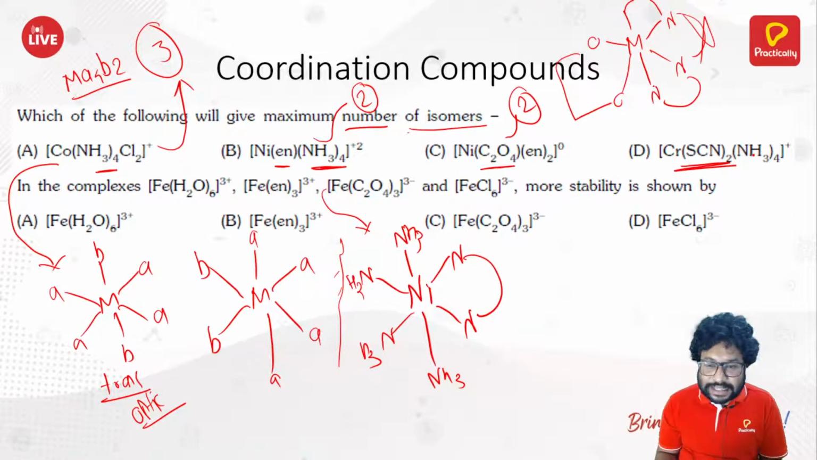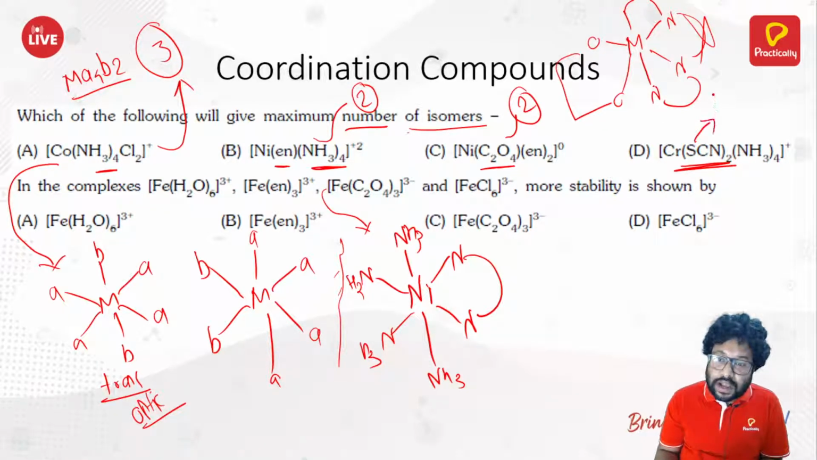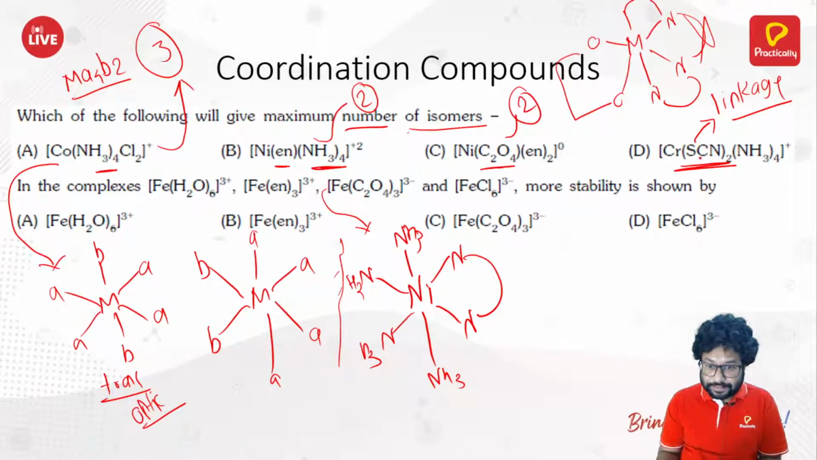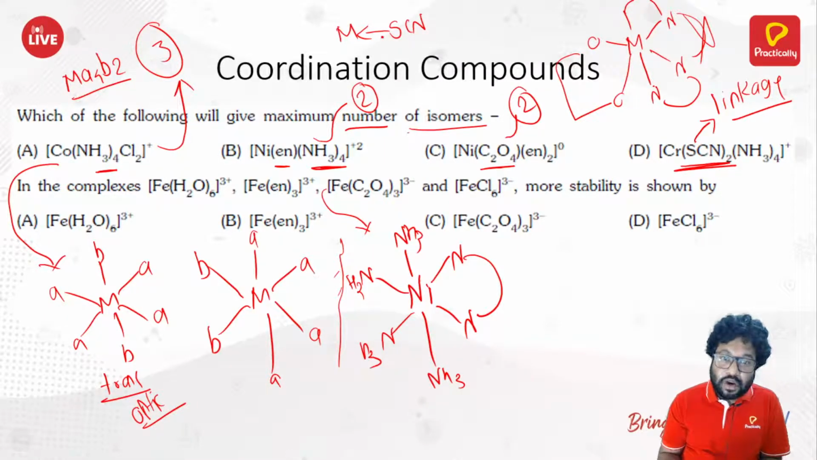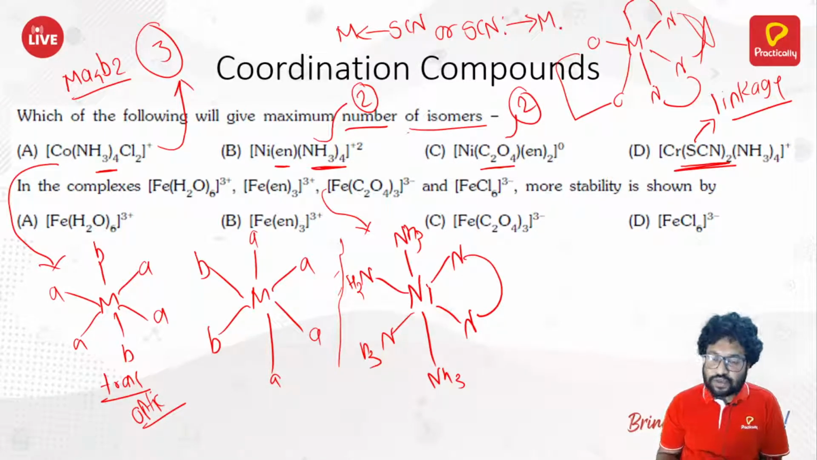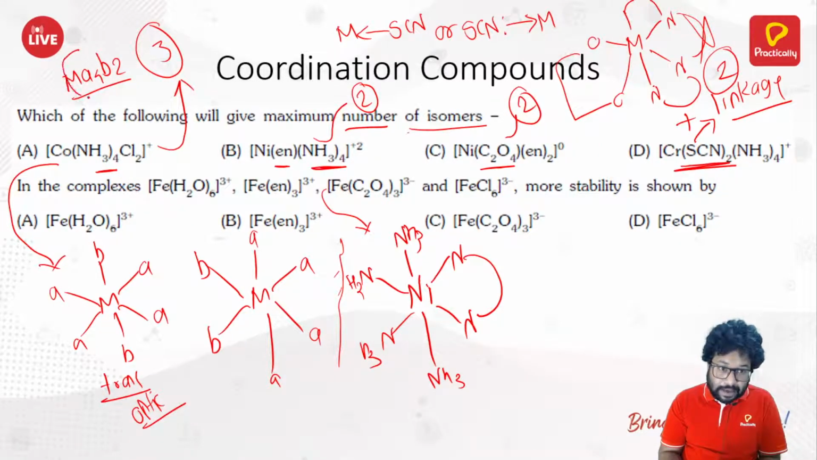Lastly, you got SCN. Whenever you have SCN there, it can show linkage isomers also. Why? Because SCN can link through sulfur, or it can link through nitrogen also. So those are the two linkage isomers, and it is of MA4B2 type, which we saw here. See, MA4B2 type.